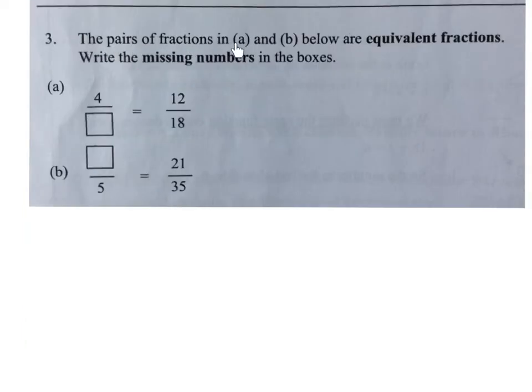The pair of fractions in A and B below are equivalent fractions. Equivalent meaning the same size. Write in the missing numbers in the box. Well, 4 somethings is the same as 12/18. Well, what have I done to 4 to get to 12? I've multiplied it by 3. So what do I multiply by 3 to get to 18? Well, I can go the opposite way and divide it by 3, and that would be 6.